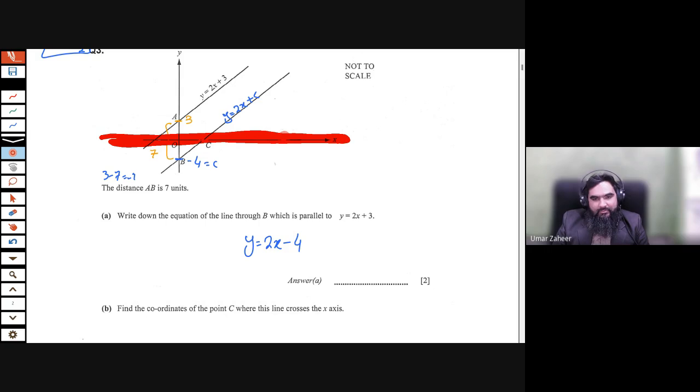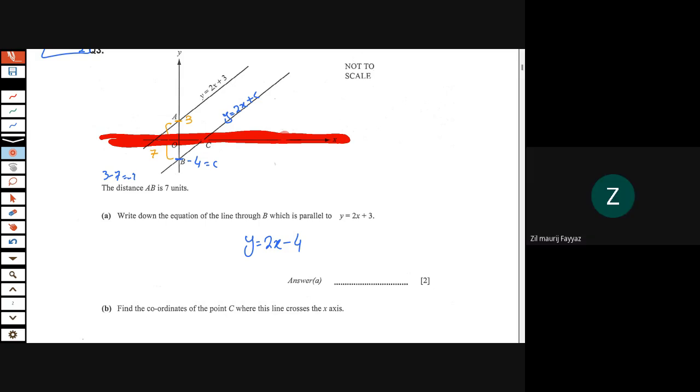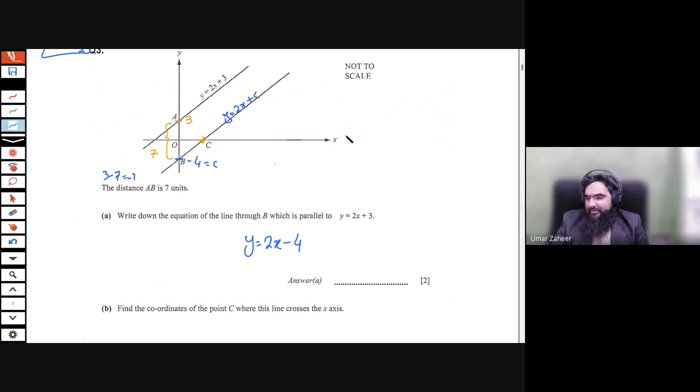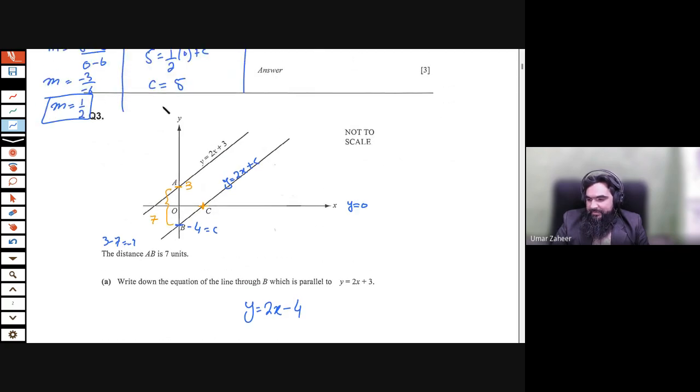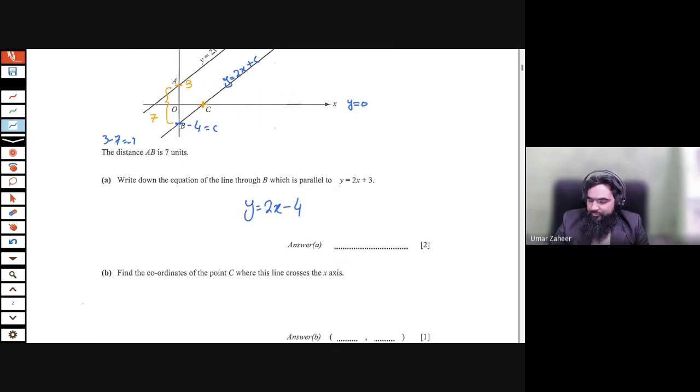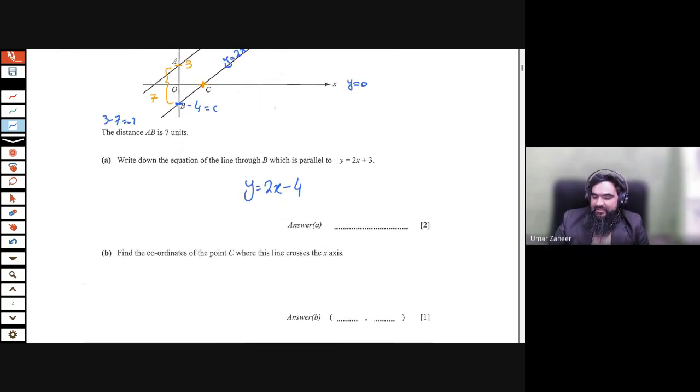Yes, Ayman. Sir, we will take midpoint. Yes, you are right. On the x-axis, you have y equal to 0, and on the y-axis, basically, you have x equal to 0. So I need to find the x-intercept. I told you in the previous class, if you want to find the x-intercept, put y equal to 0.